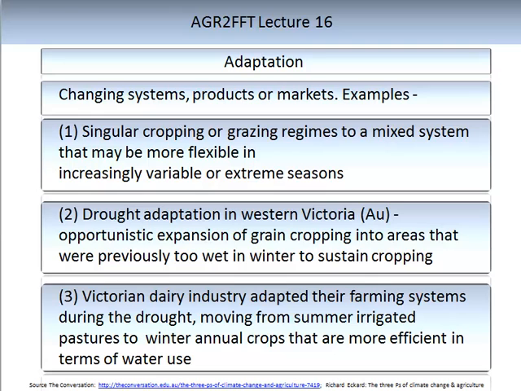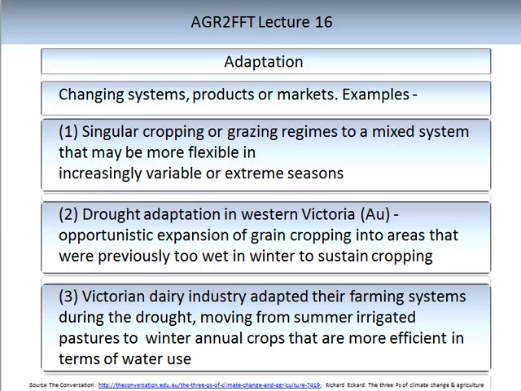Another component of adaptation is that of changing systems, products, and/or markets. Some examples stated were moving from singular cropping or grazing regimes to a mixed system that may be more flexible, increasing variability or extreme seasons. Another point to consider is that of drought adaptation, particularly in Western Victoria. There is opportunistic expansion of grain cropping into areas that were previously too wet in the winter to sustain such cropping.